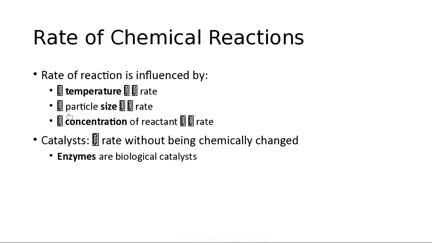Now, concentration of the reactant increases the rate of a chemical reaction. Increased concentration. The more particles you have, the more likely they are to react together. Now, a catalyst increases the rate of a chemical reaction without being changed. Enzymes are biological catalysts, and they do this by decreasing the amount of energy it takes to start up a chemical reaction.